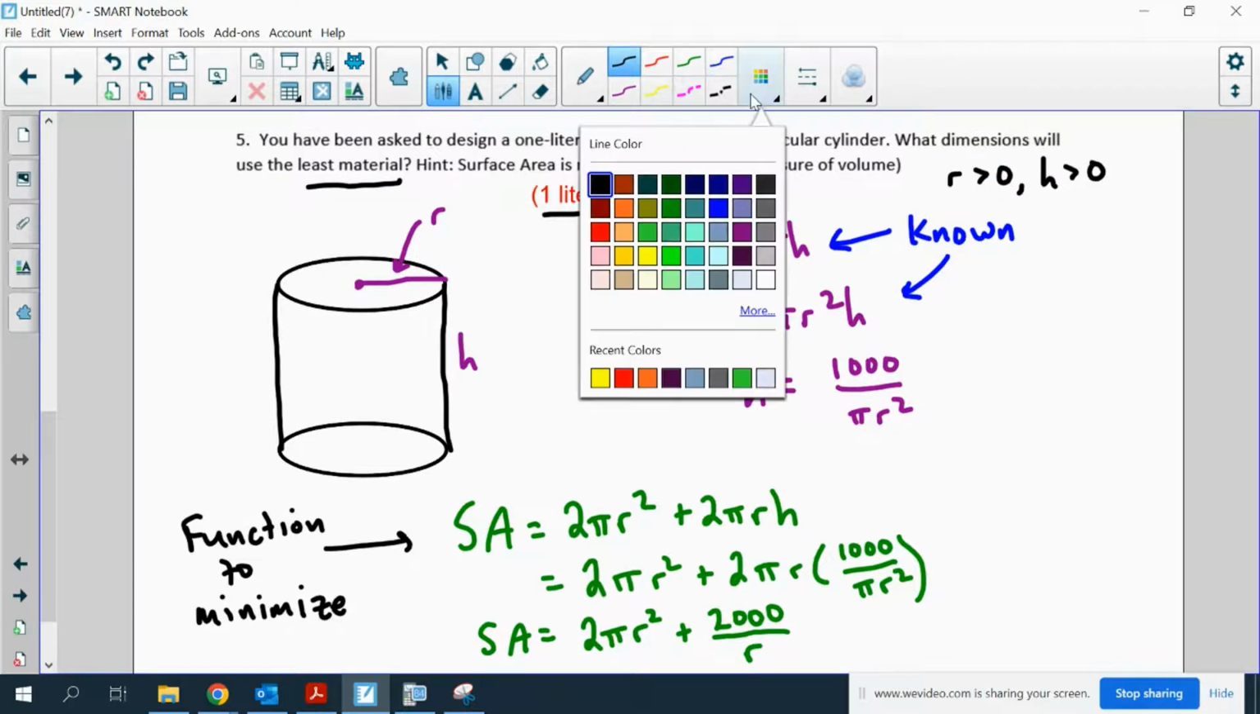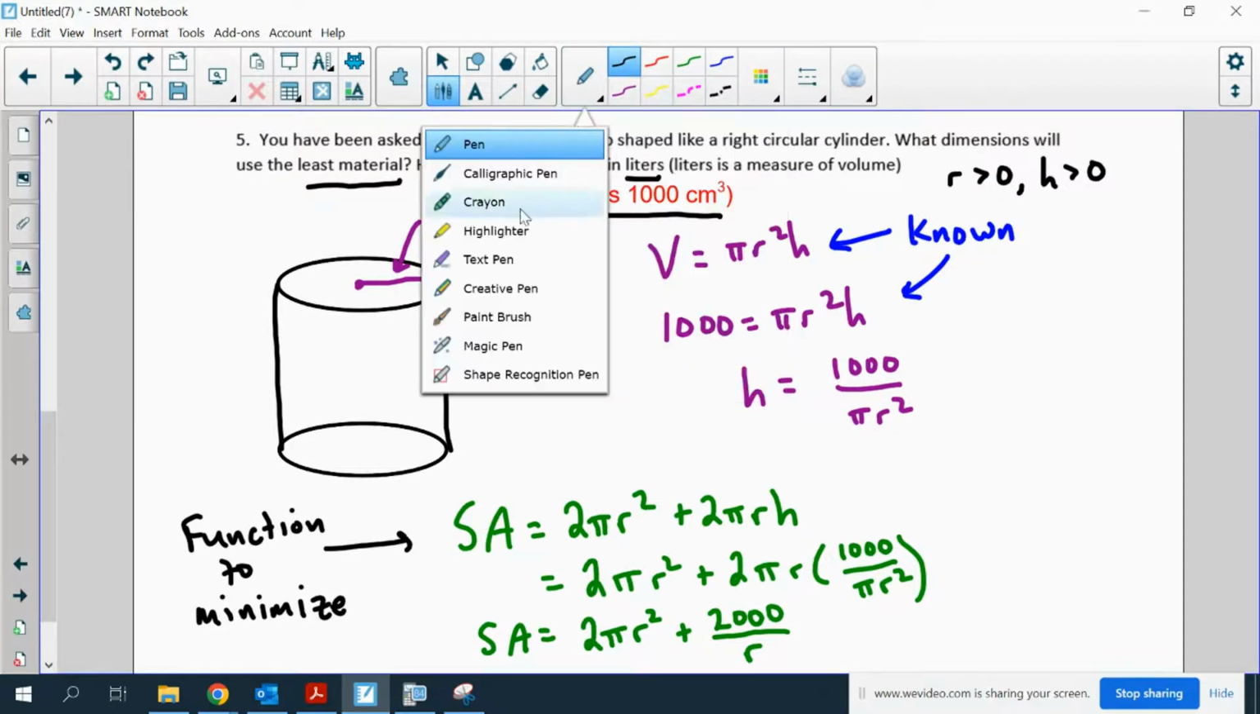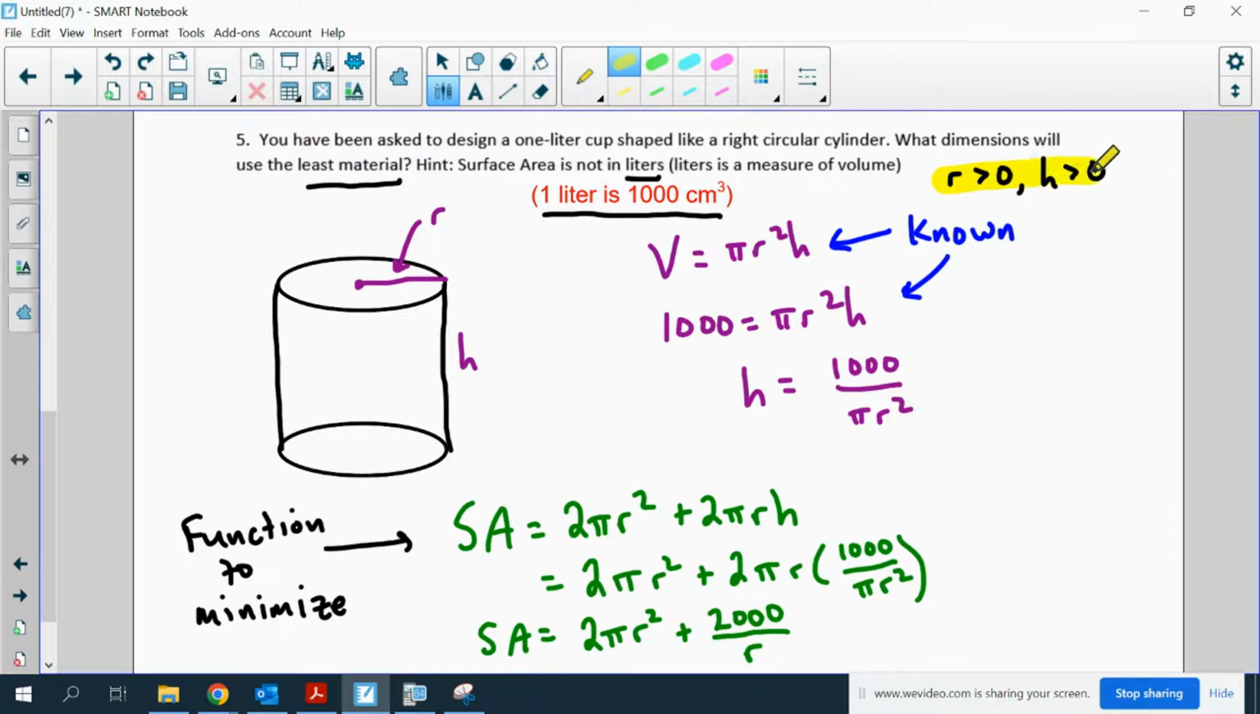So we should know ahead of time that the radius and the height of a cylinder cannot be negative or 0. So if I draw this picture, I know that the radius and the height have to be positive values. I also know, hopefully from geometry, that the volume of a cylinder is pi r squared h. Since I know that this volume is 1,000 cubic centimeters, I can replace the V with 1,000 and then solve this for h.